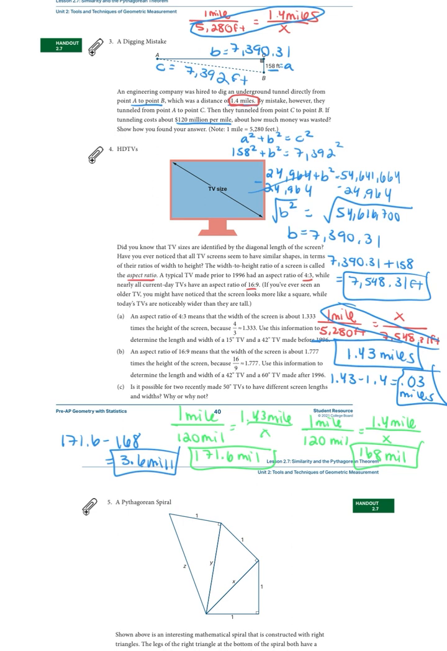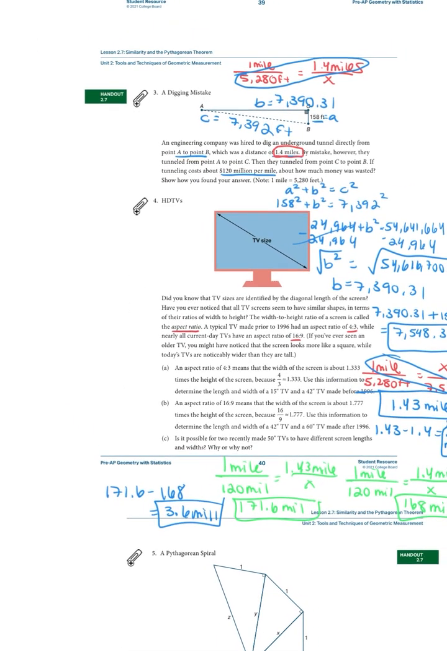So I'm only going to do part A with you guys, and I'm going to let you do parts B and C on your own, because this one honestly is a pretty easy question. An aspect ratio of 4:3 means that the width of the screen is 1.333 times the height, because 4 divided by 3 is 1.333. So that means the width is going to be 4/3 times the height, right? Let's go ahead and write that. This is width, by the way, and this is height. And the TV size, we're going to say that's T.